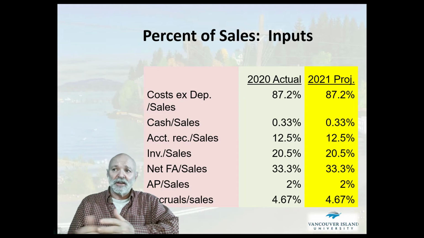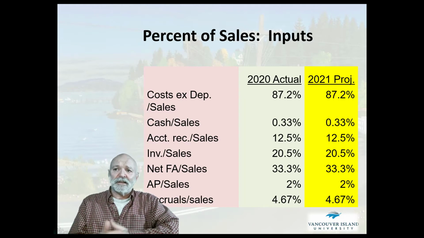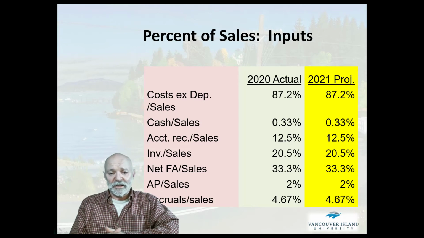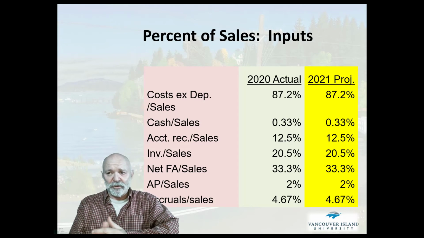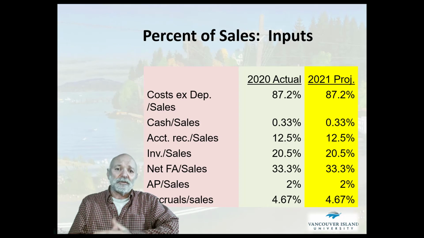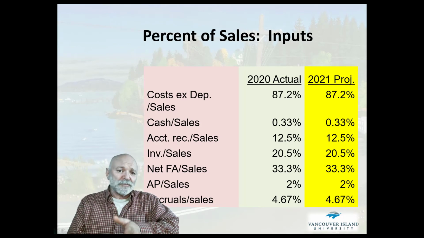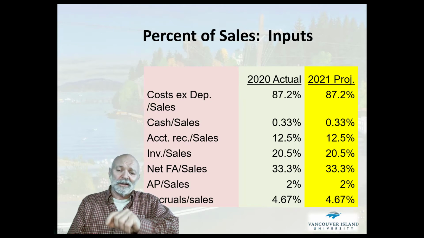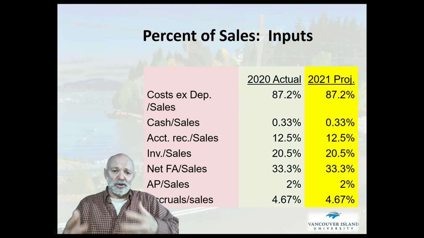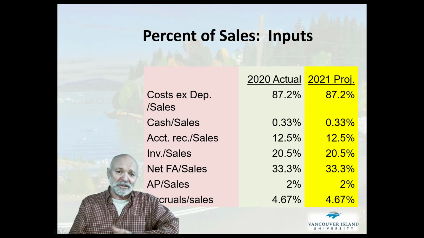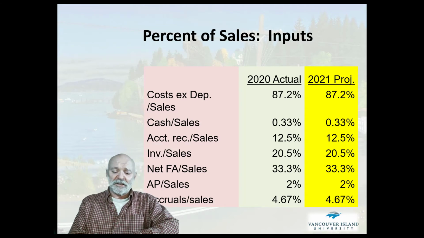Cash to sales, 0.33%. Account receivables to sales, 12.5%. Inventory to sales, over 20%. Fixed assets to sales, about 33%. You get the idea. We can change these later. Perhaps we're going to decide these numbers don't really make sense anymore in our new larger company, in the new activities that we're taking on. But this will be our basic case.